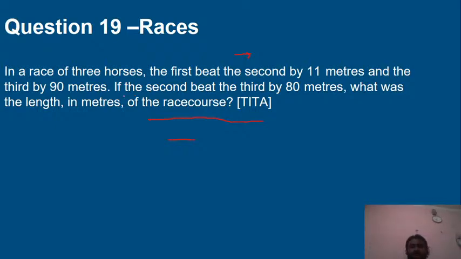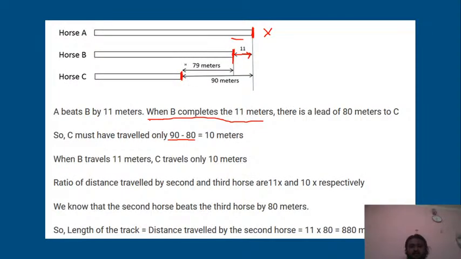If the second beat the third by 80 meters, so when B reaches the finishing line, it would beat C by 80 meters, so the distance will be 80 meters. Okay, let me explain everything from the beginning.